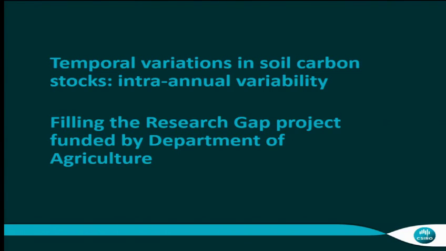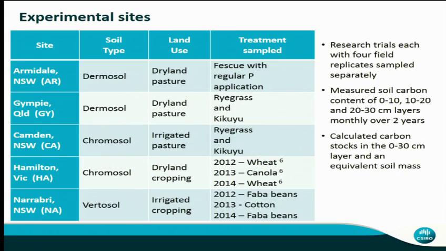What I want to do now is go through some results we got out of a temporal variability project that we're just finishing up. It had two components. It had an intra-annual variation, so we looked multiple times through the year. This was a Filling the Research Gap project funded by the Department of Agriculture. We went to 5 different sites listed here. These were all research trials.